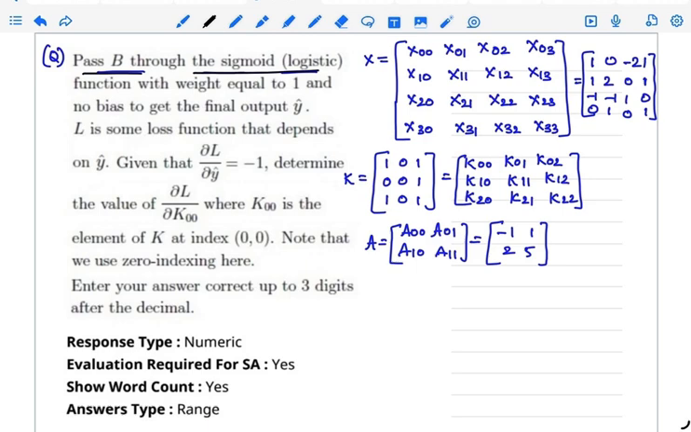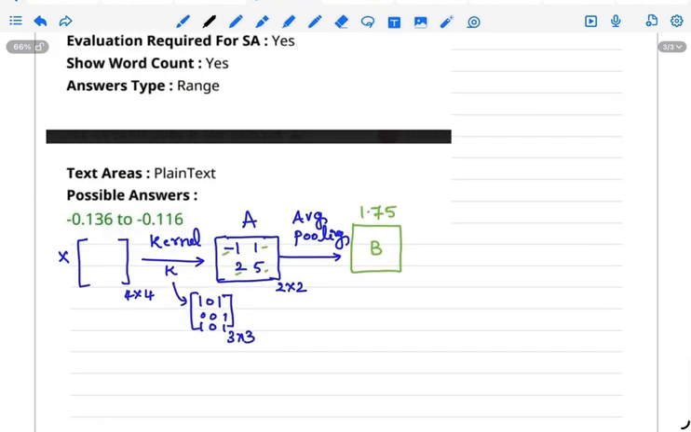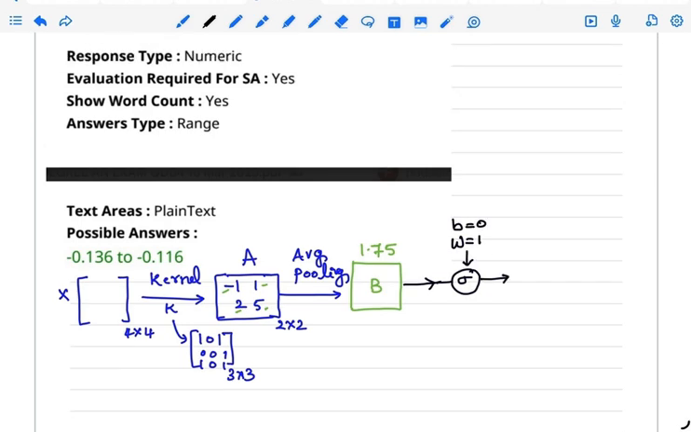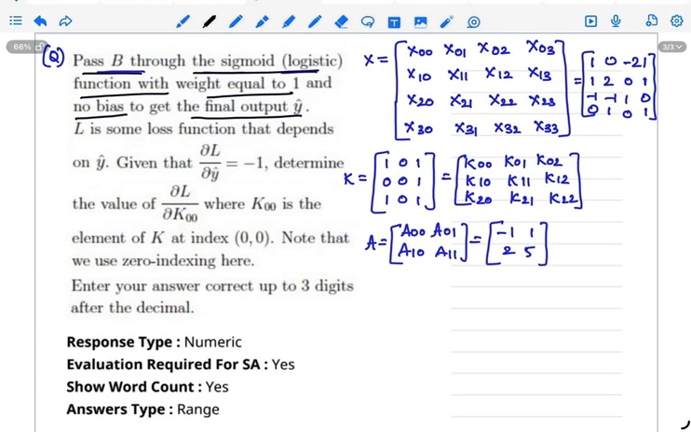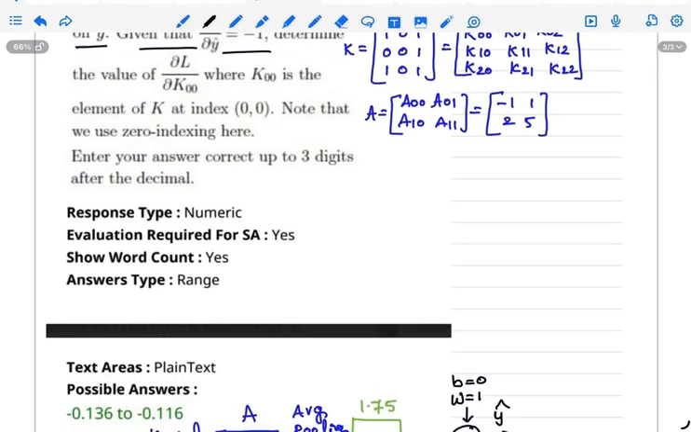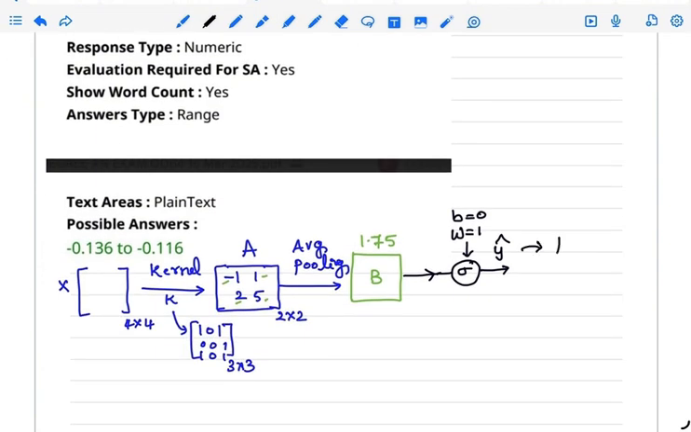B is passed through the sigmoid or logistic function with weight equal to 1 and no bias. So the output B is passed through a sigmoid activation function with weight equals to 1 and bias equals to 0. The output of the sigmoid function is y hat, and L is some loss function that depends on y hat, given that dou L by dou y hat equals to minus 1.